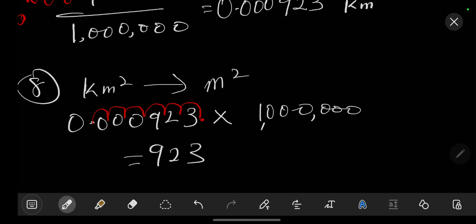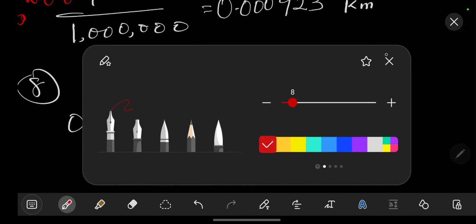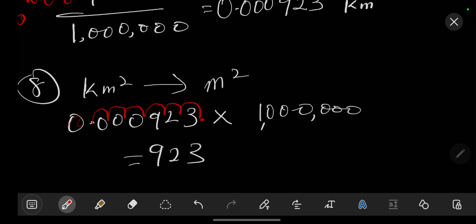Now you may be wondering, how about the zeros on the left hand side? You are to discard all of the zeros. See that now? You discard them. You focus on just the real numbers. What are real numbers? Real numbers begin from number 1. Focus on the real numbers. That's what you have here. And your answer becomes 923 meters square. So that is it for this video.